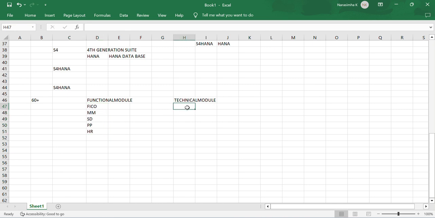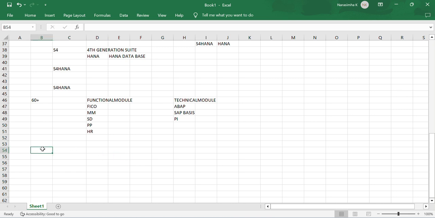Coming to technical modules, what modules come under technical? SAP ABAP, SAP Basis, SAP PI project integration. These are some examples of technical modules. So in SAP, 60 plus modules are there. We can divide those modules into functional and technical. What comes under functional modules? FICO, SD, PP, and HR. These are some examples of functional modules, and those are some examples of technical modules.